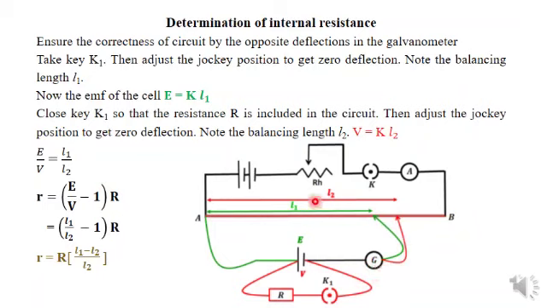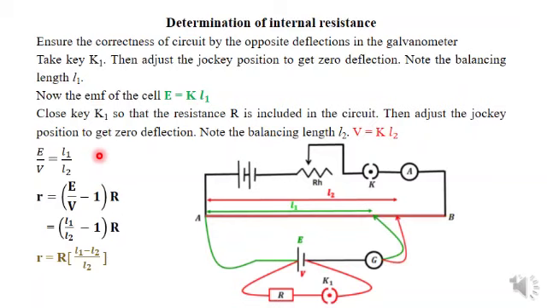Let it be L2. We know in closed circuit when the galvanometer shows null deflection, the potential difference of the cell is proportional to the corresponding balancing length. That is V proportional to L2 or V equals K into L2. Now divide the above two equations. Then E divided by V equals L1 divided by L2.